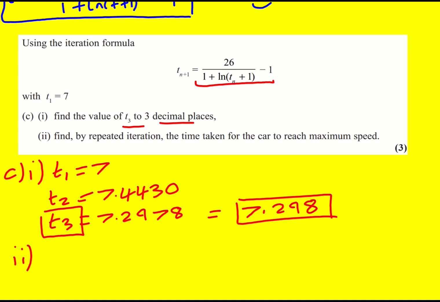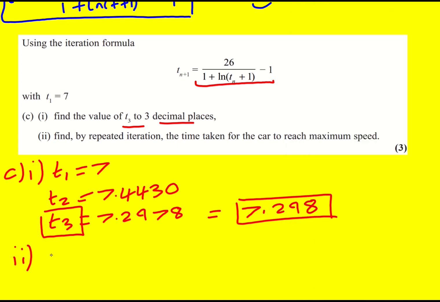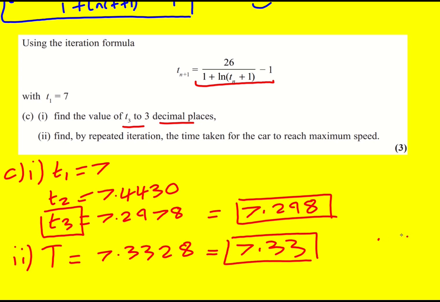Part 2 is then to find the actual time. We just have to keep going. It's no more complicated than just pressing equals a lot of times until it converges. It's converged: 7.3328. Actually, this was capital T, wasn't it? It doesn't say how to round it here, so I'm just going to go with 3 significant figures. 7.33. Well done.